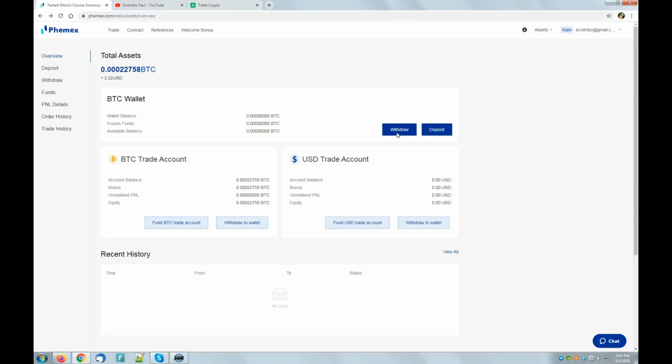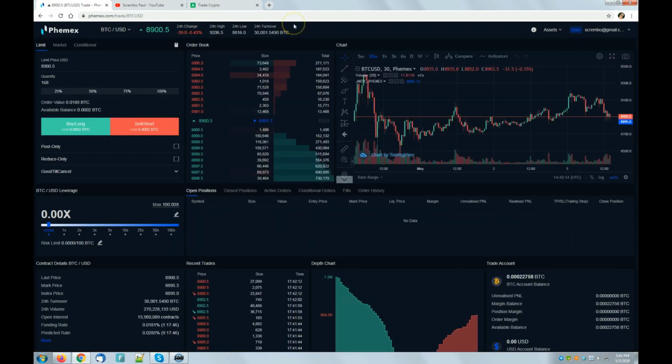So the next thing is we have to start trading, because this is all about this video. The first thing we're going to do is click on trade, which is on the top left corner right here. It's going to open up a screen like this where you are going to see tons of information that I'm going to explain step by step.